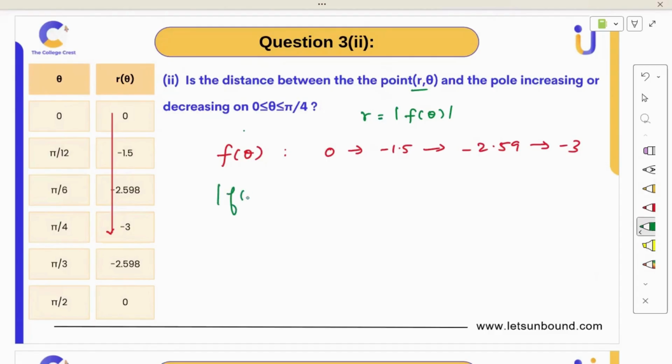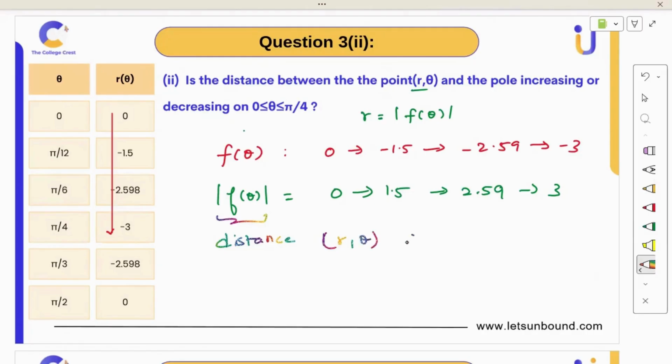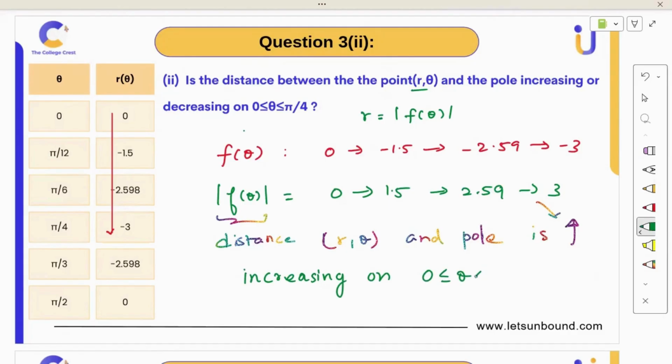So when you take the modulus of f of theta, what happens? 0, 1.5, 2.59 and 3. So your modulus, that means the distance between your point (r, theta) and the pole, is increasing. 0, 1.5, correct? It is increasing as we can see here, right? So I will say the distance is increasing on this particular interval. So that's how this works.